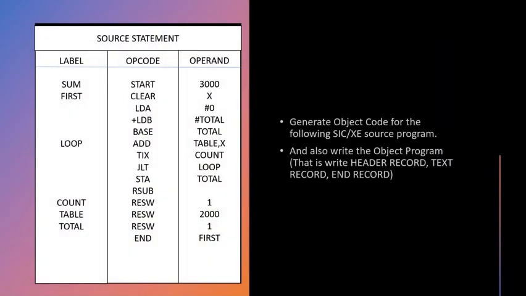First, let's look at the source program that we have been given. Here, the source statement starts like this: label, opcode, and operand. We have the opcodes as START, CLEAR, LDA, LDB, BASE, ADD, TIX, JLT, STA, RSUB, RESW, END, etc. And we have operands 3000, X, 0, TOTAL, #TOTAL, TABLE comma X, COUNT, LOOP, TOTAL, 1, 2001, FIRST, etc. Now our main goal here is to generate the object code for the following SIC/XE program and also to write the object program in header record, text record, and end record format.